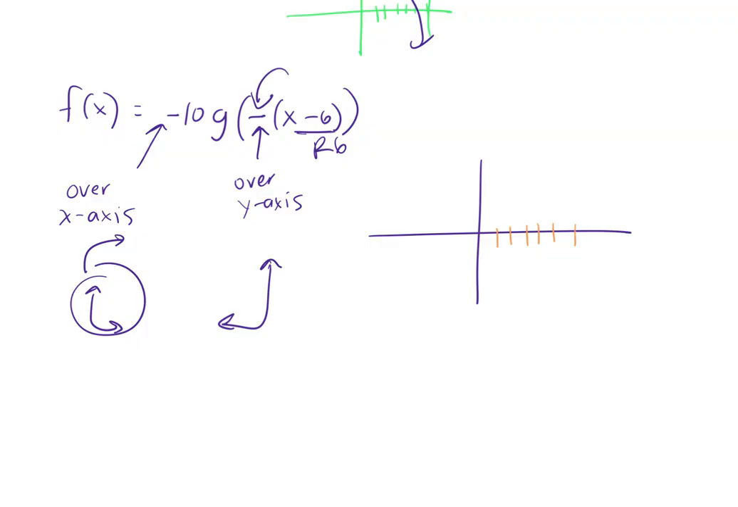If you distribute in, you get a negative and a positive. This changes the direction of that. So either way, it goes the other way, right? So this goes to the right. This would have a vertical asymptote. And then it would point like that.